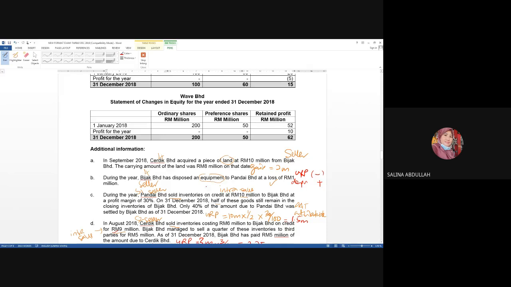Here in this situation, it is UR loss. What happened? It will be added. UR loss will be added when you prepare the SOP-LOCI, and depreciation under provided will be deducted. So this is the difference between UR loss and URP. That will be the adjustment. So you will multiply 1 million times 20%.